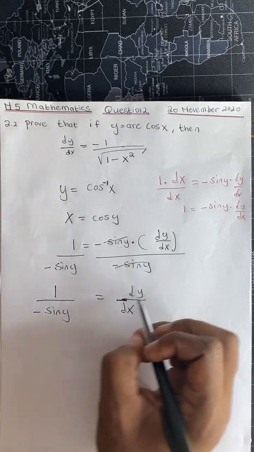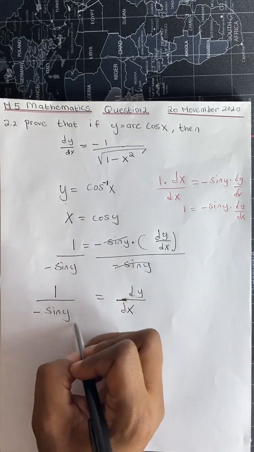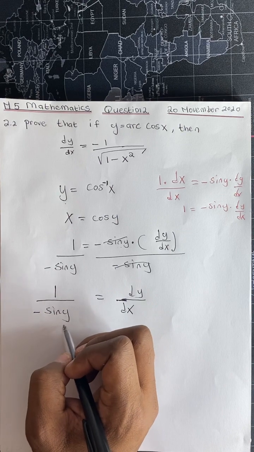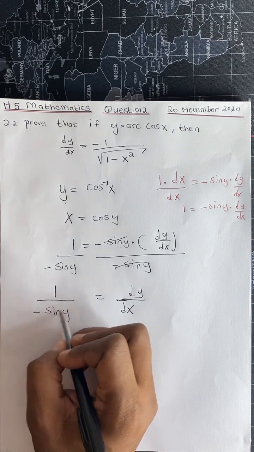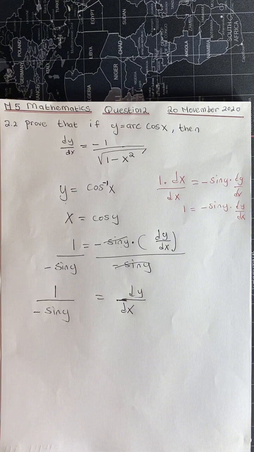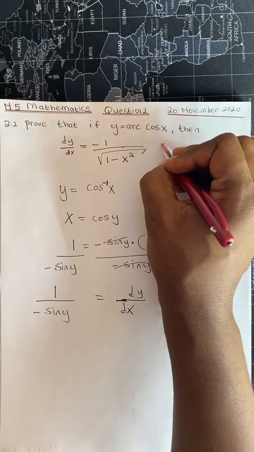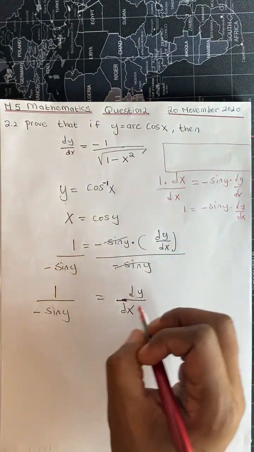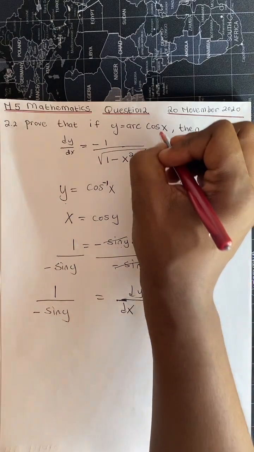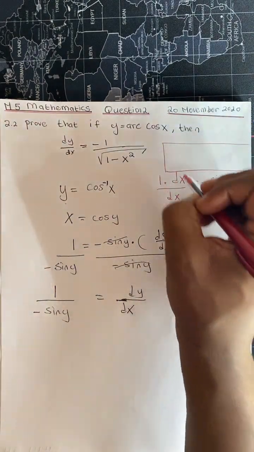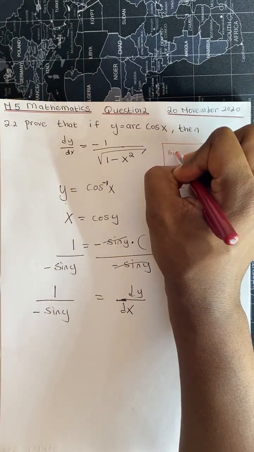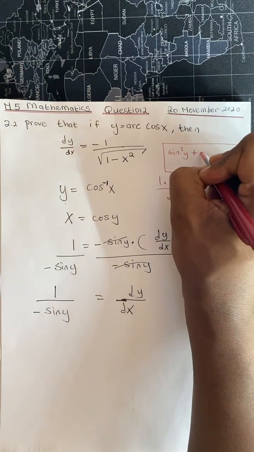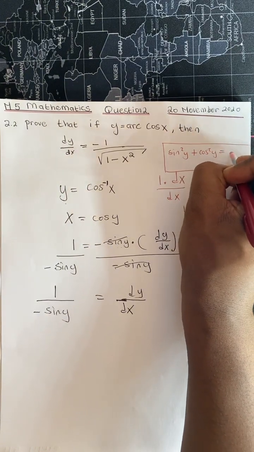So now the dy over dx must not be in the form of y, it must be in the form of x. So in order for us to remove this y, we have to refer to our trigonometric identities. You'll follow the same procedure when you are proving the sine y. So we know that sine squared y plus cos squared y is equal to 1.